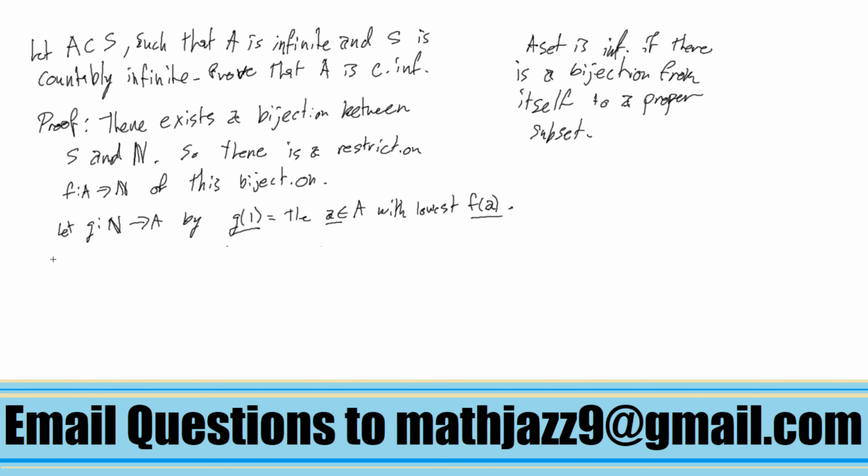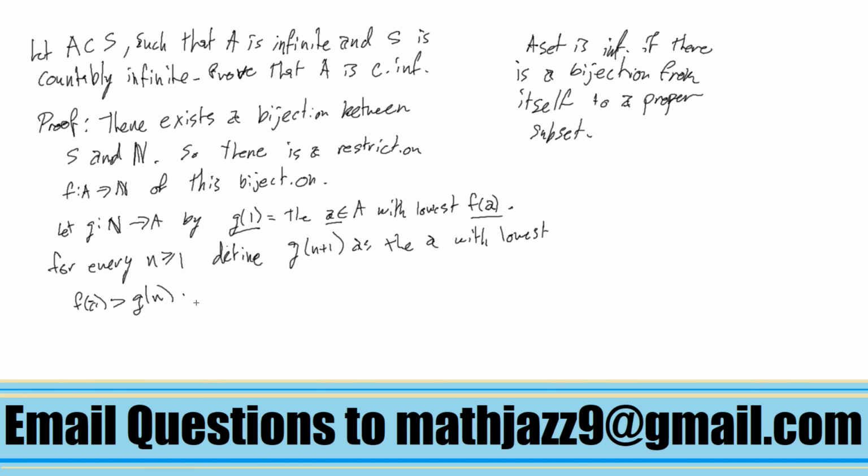Okay, so for every n greater than or equal to 1, define G of n plus 1 as the A with lowest f of A greater than f of G of n. There we go. So whatever value, so for n, sorry, that's not quite right yet. F of G of n.